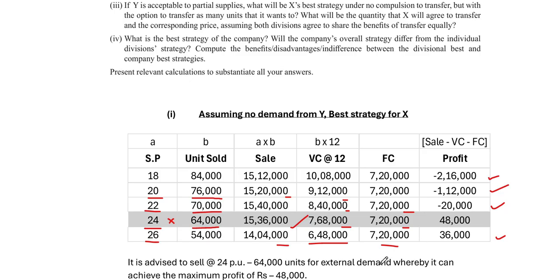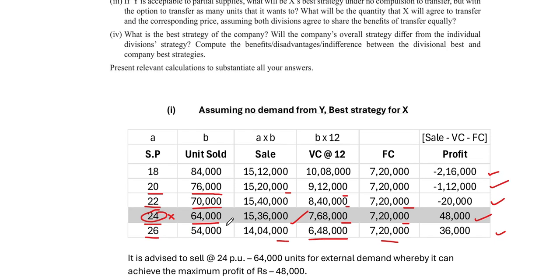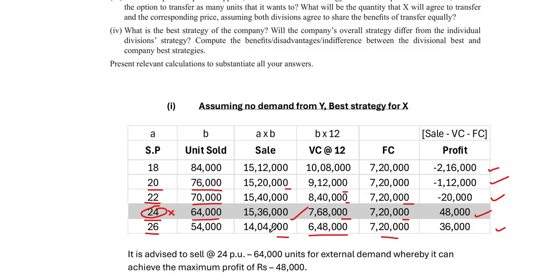After calculating profit at each price, we find the maximum profit is 48,000 at selling price 24 per unit and units sold 64,000. So the best strategy for division X is to sell at rupee 24, 64,000 units. Maximum profit will be 48,000.